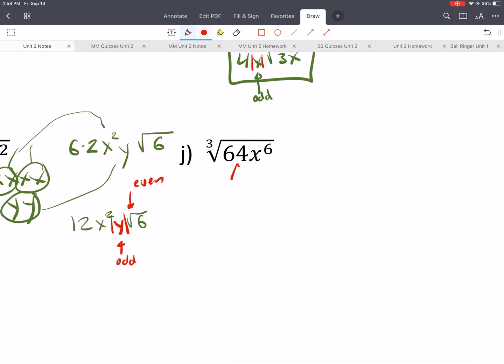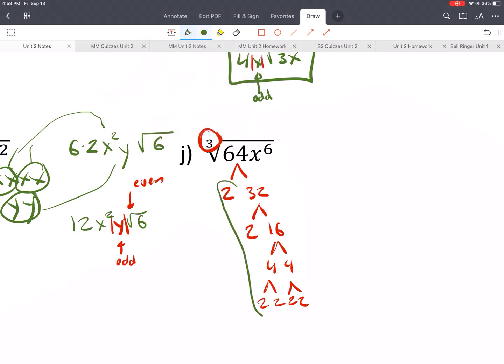Okay, all right, now we're looking for groups of 3. So we could do 2 and 32, 2 and 16. We could do 4 and 4. Make groups. So here would be a group. Here would be a group. Oh, just kidding. I was trying to trick you. Okay, since it's a cube root, we have to have groups of 3. So this would be 2 and 2, 2 and 2. Okay, so there we would end up having 1 and 2 groups of 2.